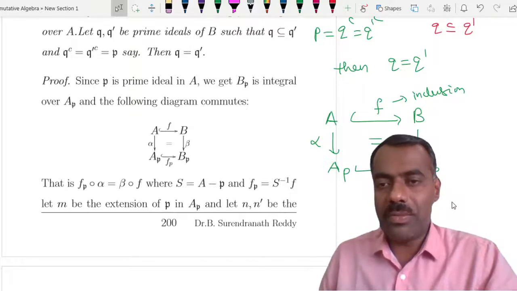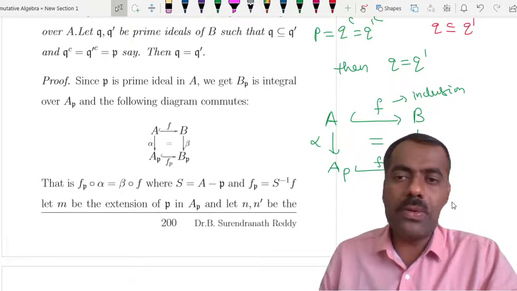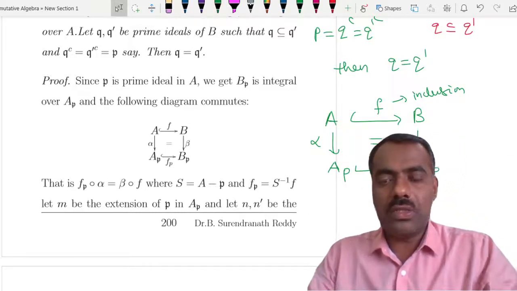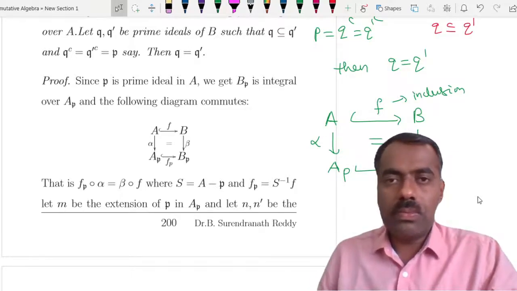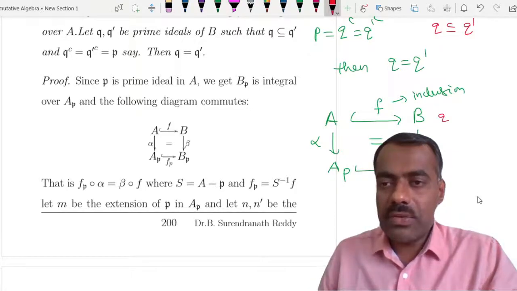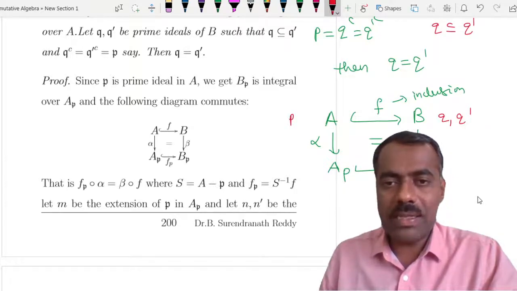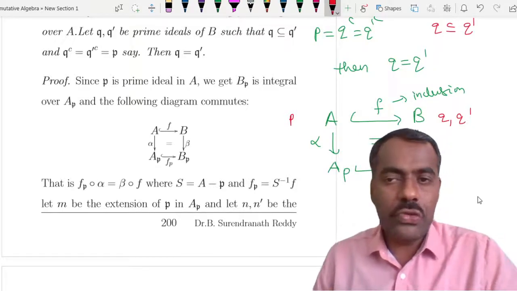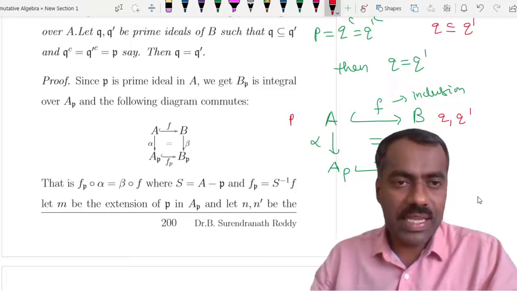And this diagram is commutative, you can check that. If you start from A, go to B, and then B_P, it is the same as going from A to A_P and A_P to B_P. So this is a commutative diagram. We use this to get our result Q equals Q prime. So what information do we have? Q and Q prime are here, and P is a prime ideal, which is the contraction of Q and Q prime. We want to show that Q and Q prime are actually the same.